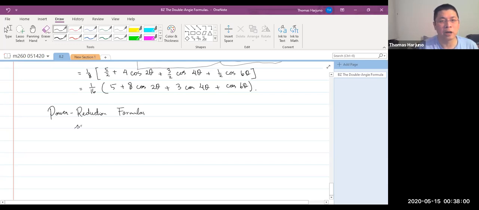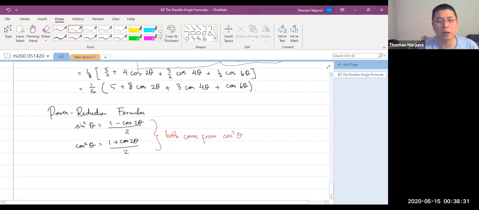So for example, sine squared theta equals 1 minus cosine 2 theta over 2, while cosine squared theta is 1 plus cosine 2 theta over 2. And both actually come from the cosine 2 theta formula, the formula for cosine double angle.